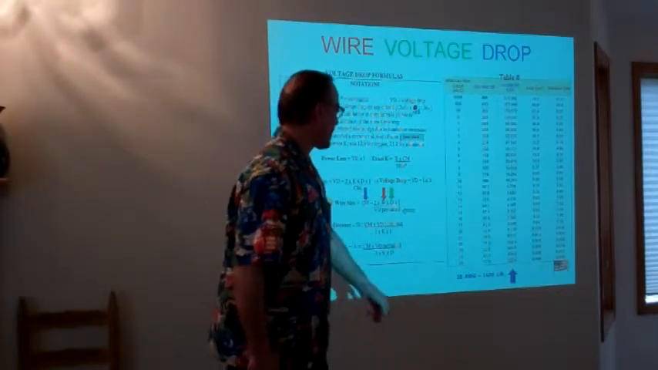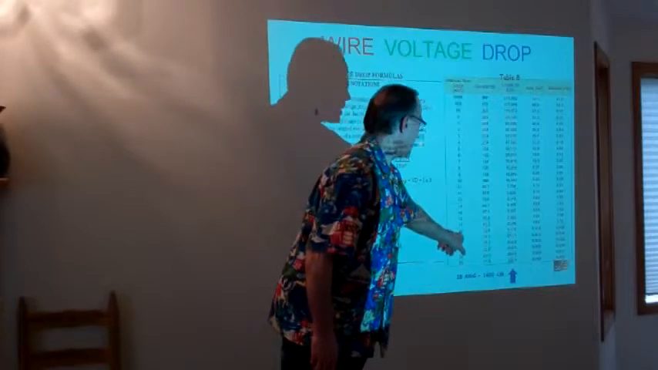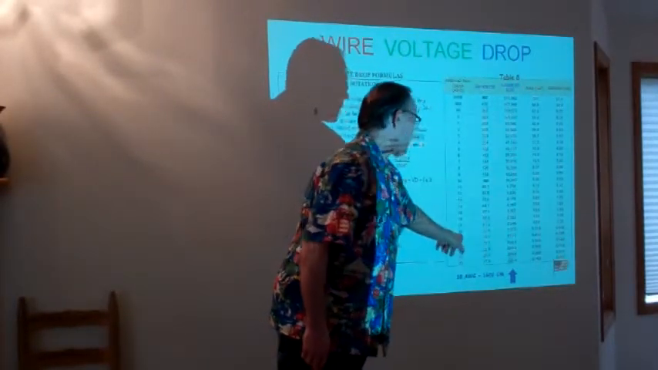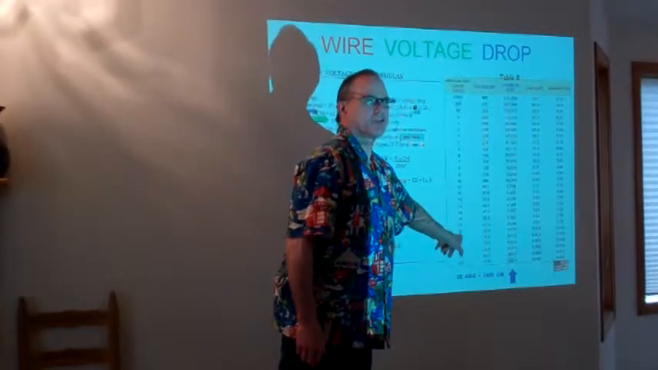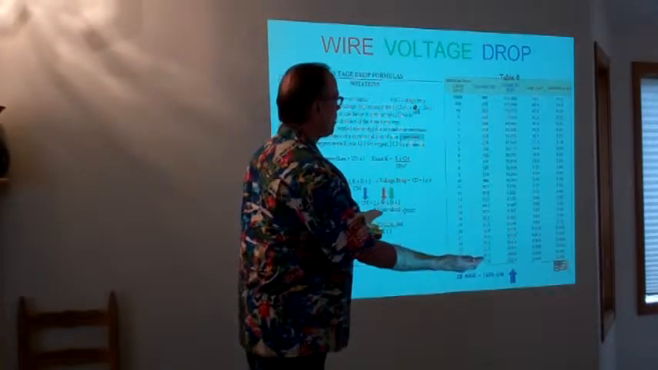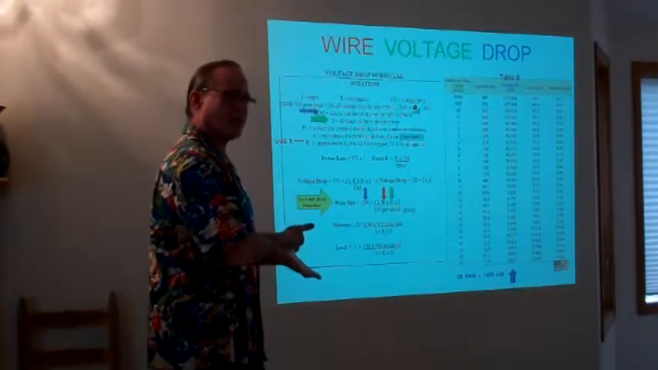Let's look, for instance, at number 20. What we see here is we have 1,022 circular mills, and that's going to give me an AWG wire size of 20. Okay, so we want to get our circular mills so we can figure out what the actual American wire gauge size is that we're going to use.